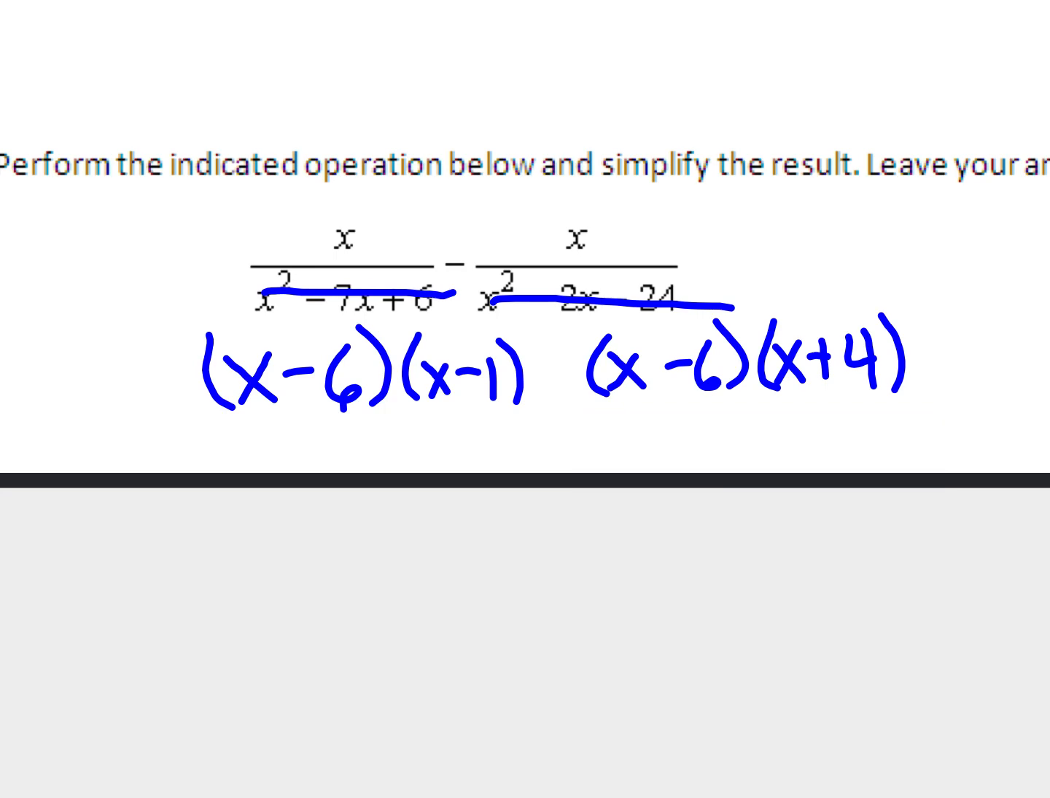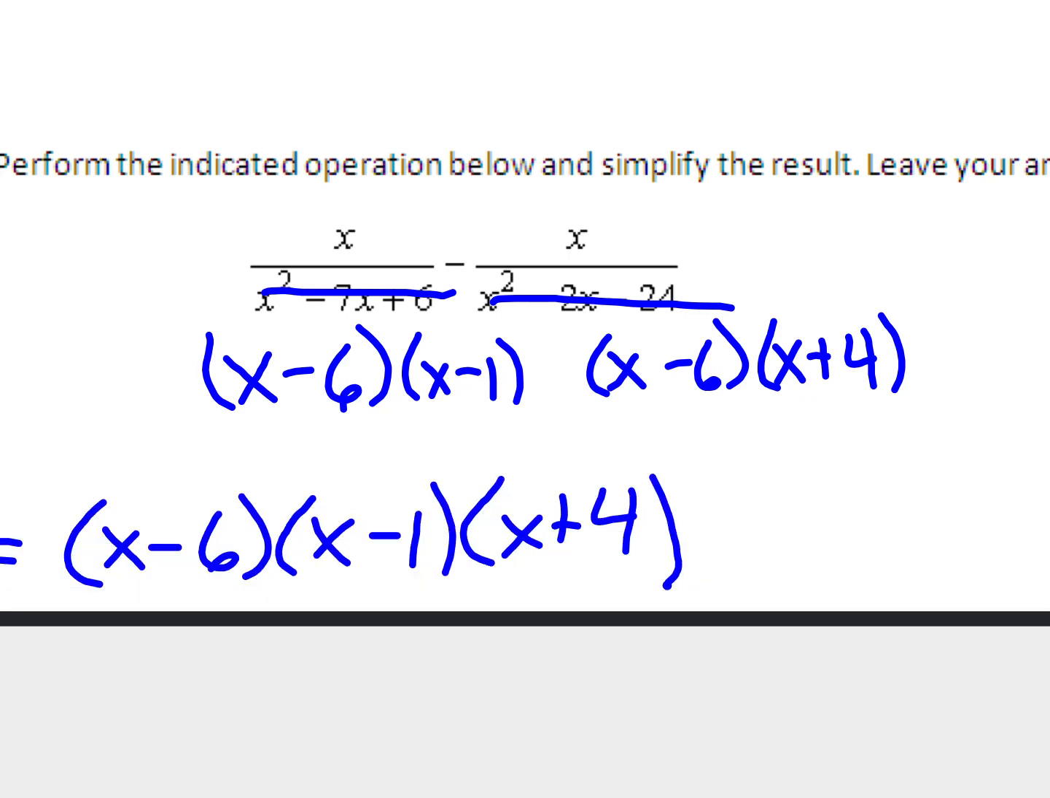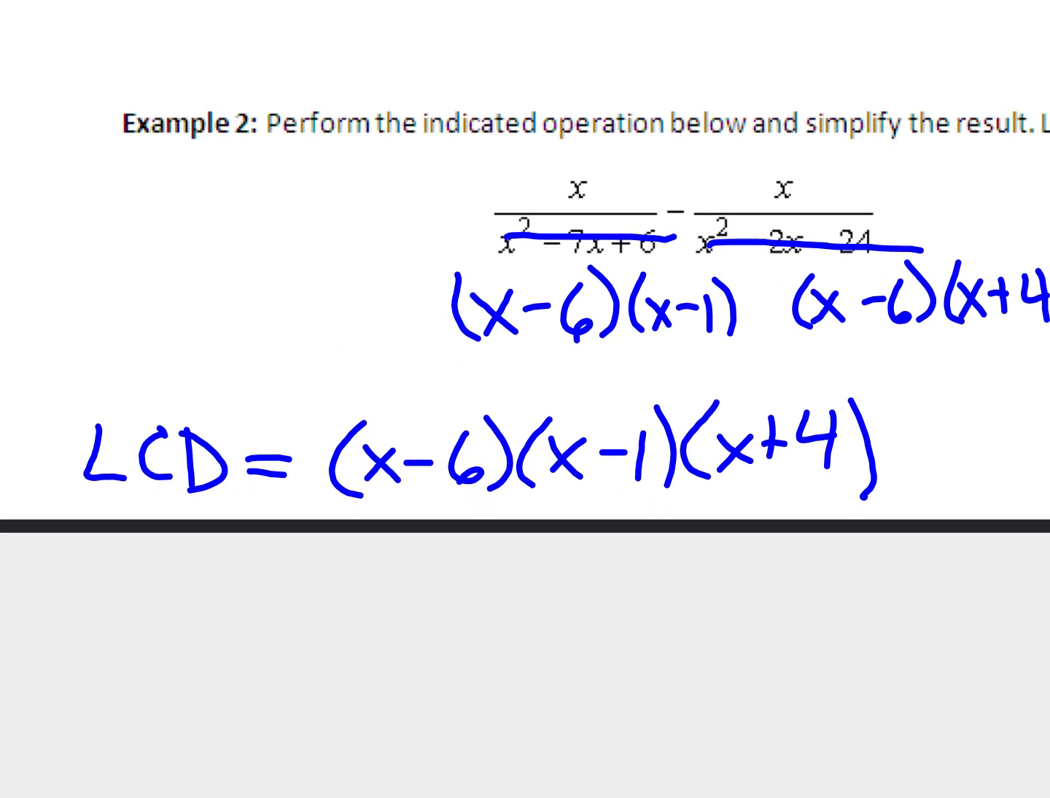Okay. So now we got to write the LCD, right? So this is our friend Riley. You know what our LCD would be? Or at least what it starts with now? So it's x minus 6, x minus 1 to start with. And then what do you have to bring down from this right one? Nice job, yeah. So your LCD is x minus 6, x minus 1, x plus 4.